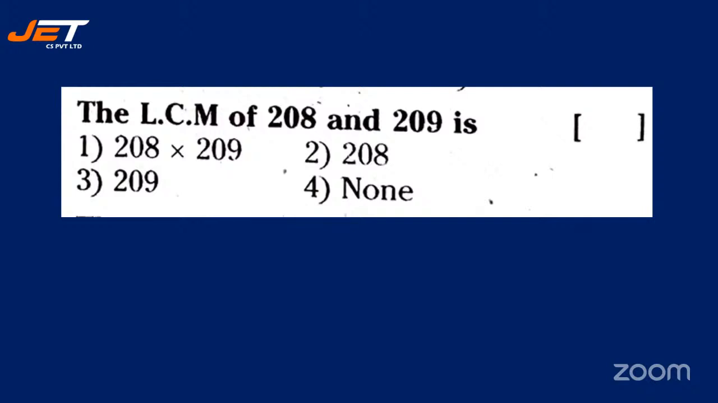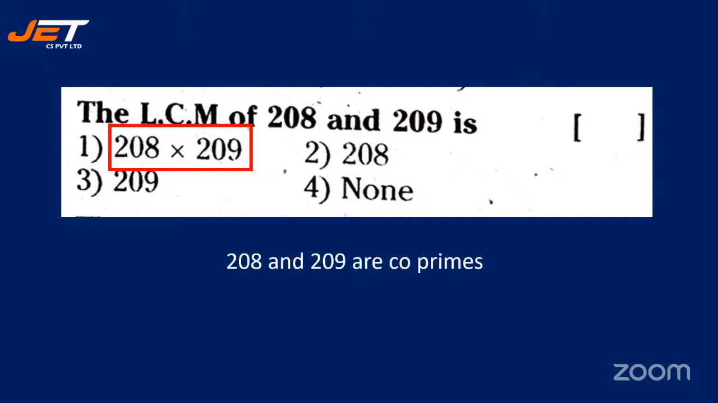All right. The LCM of 208 and 209 is dash. The LCM of 208 and 209 is 208 into 209, obviously. Both are different numbers. One is even, the other one is odd. So both will not go in one number. That's why it is 208 into 209.